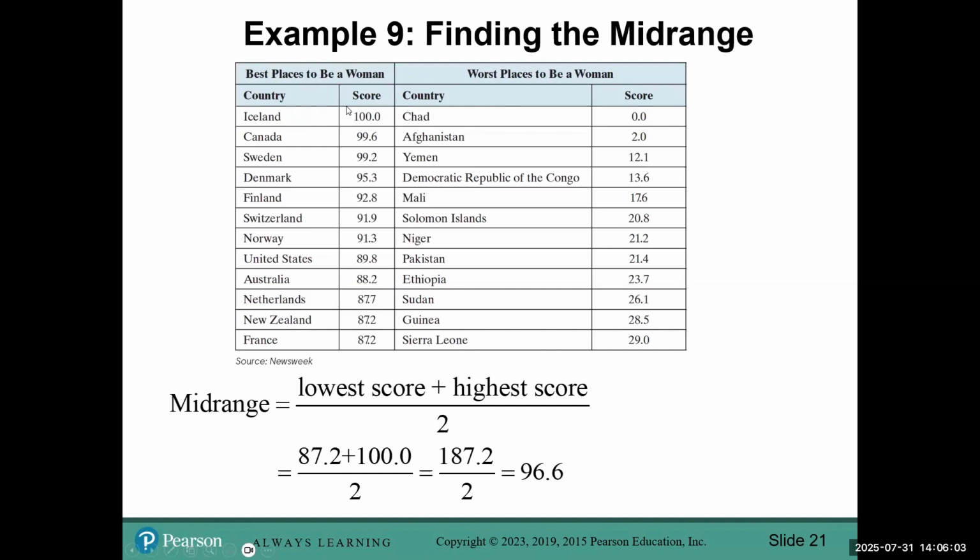Let's see. So, best places to be a woman. We want to find the mid-range for these. If we're only looking at the best places, we want to see what the mid-range score is. We just take the high score, which is 100, and the lowest of just these scores, which is 87.2, add them up, and divide by 2. So we get a mid-range for the best places to be a woman of 96.6. That's pretty good.